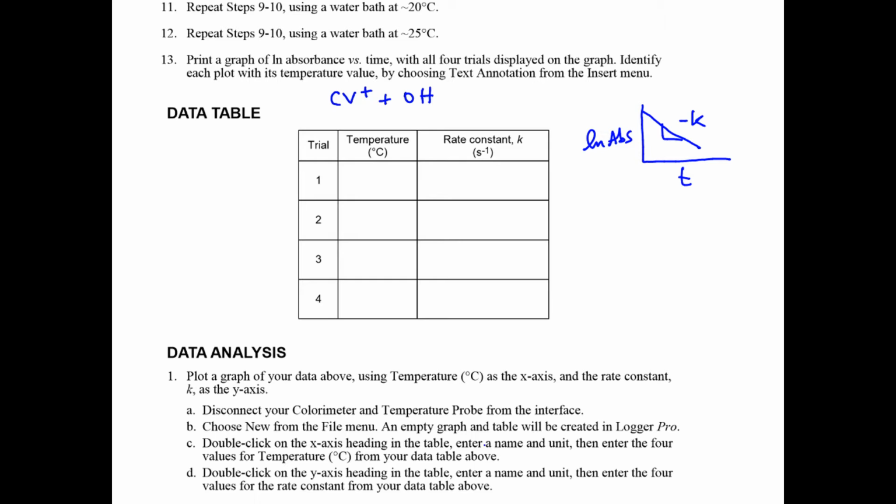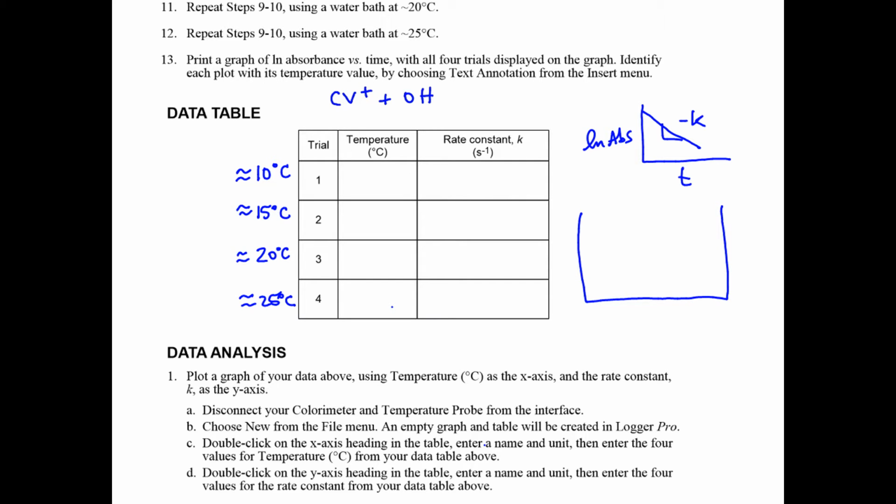So now what we're going to do is run this lab as 4 mini versions, and we're going to do them at 4 different temperatures. We're going to do about 10 degrees Celsius, 15 degrees Celsius, 20 degrees Celsius, and 25 degrees Celsius. And like I said, we're going to run a mini version of this lab 4 different times. So what we're going to do is have a bath, and you're going to have to get the bath to about these temperatures one at a time.